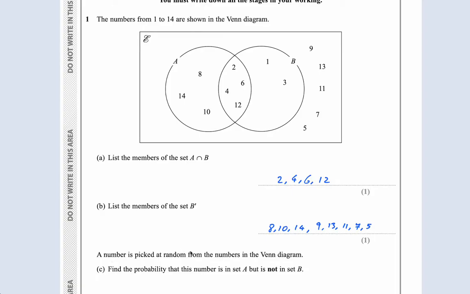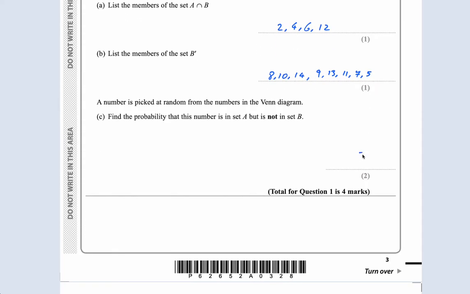A number is picked at random from the numbers in the Venn diagram. Find the probability that this number is in set A, but not in set B. Okay, how many numbers are there in total? 14. How many of the 14 numbers are in set A and not in set B? Well, look, it's only these three. It's these ones. It's this guy, and this guy. They're in A and they're not in B. So there's 3 numbers out of 14, so the probability is just 3 out of 14. It's 2 marks, but I don't need to show any more working than that.